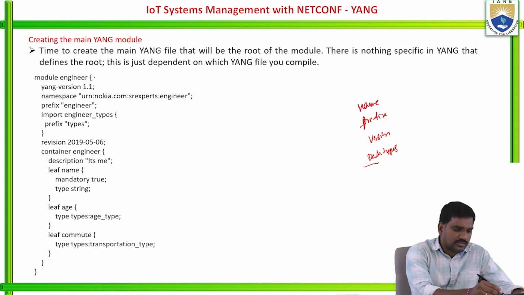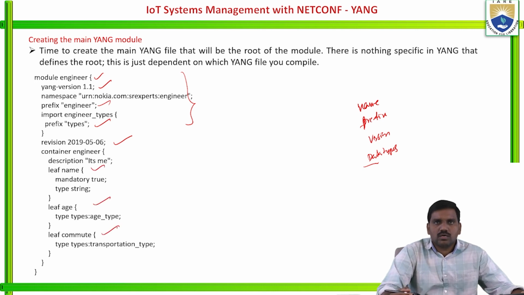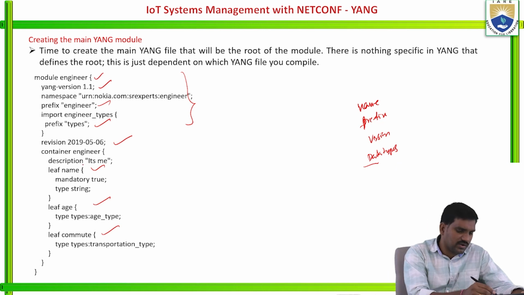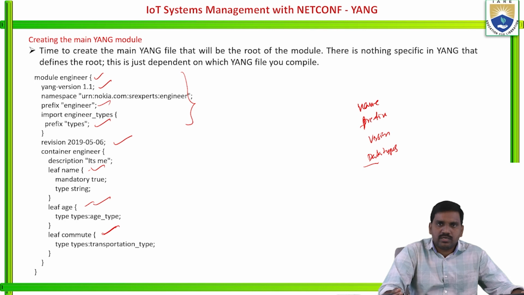So the module engineer, the same module engineer, YANG version, name the same, up to here the same, prefix engineer, prefix types. So this is the date. Then the engineer container, and here the leaf name and leaf age, and leaf committed. So in order to create the main YANG module, we have to define these types of data like name, age, committed. These are the different name components of the company. So this is how to create the main YANG module for different operations.